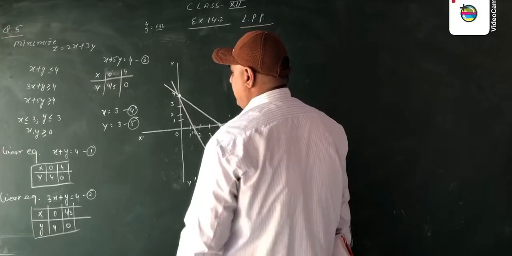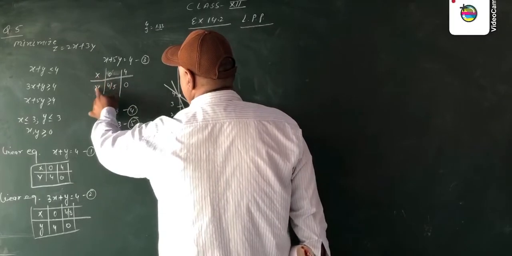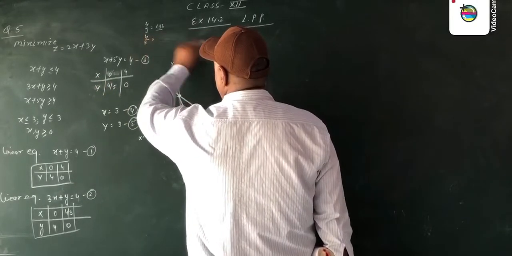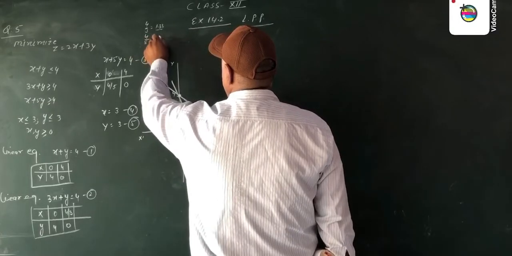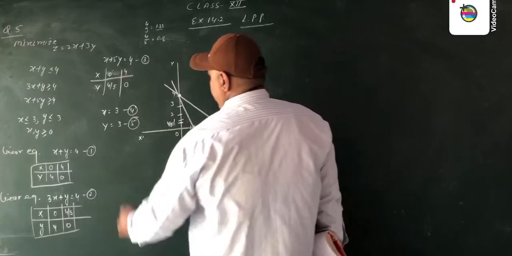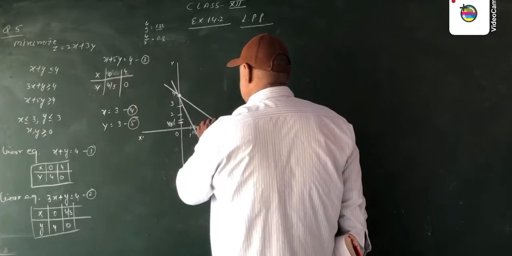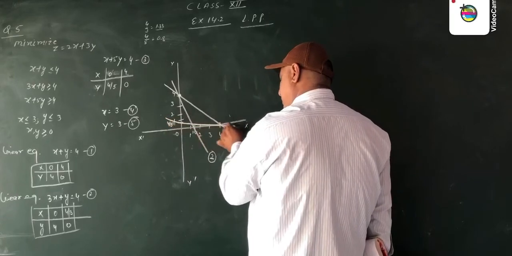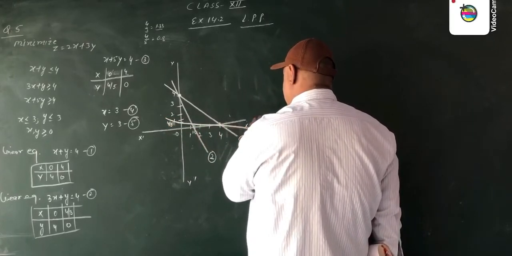Now in the third equation, x = 0, y = 4 upon 5. We write 4 upon 5. Dividing 4 by 5, we get 0.8. This is x = 4. Now we join these two points, 4 upon 5 to 4. This is your third equation.